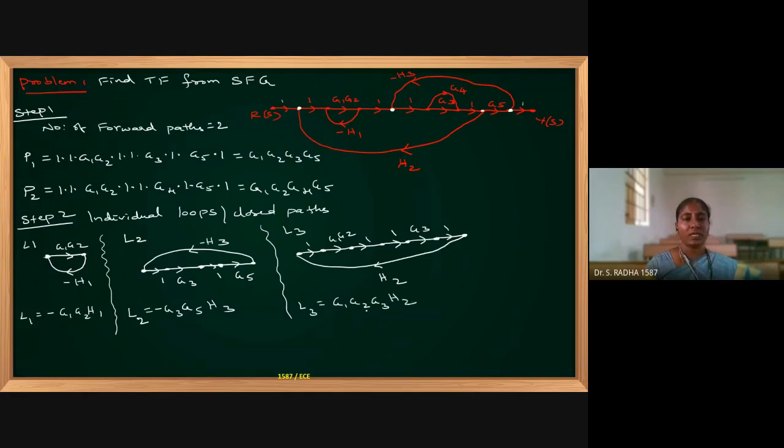Okay. For exam point of view, what we will ask is, how many individual loops are there? Okay. So these 3 loops are present. Are there any more closed loops? You can just try. You can do like this. I will start from here.